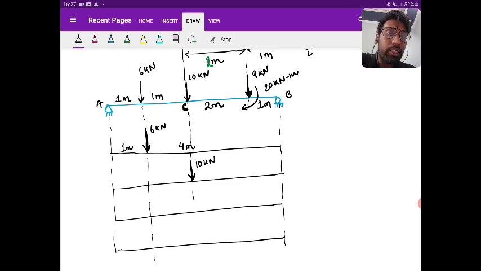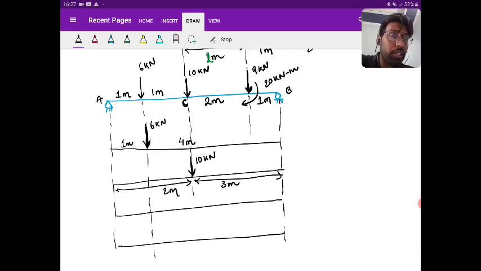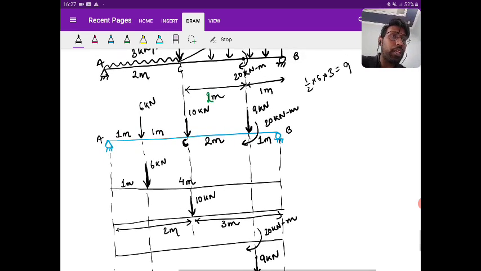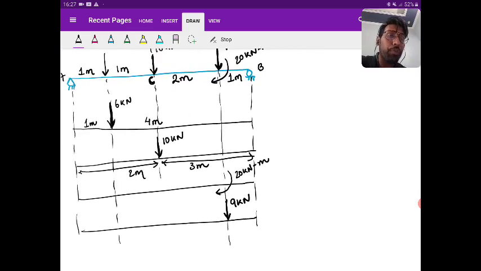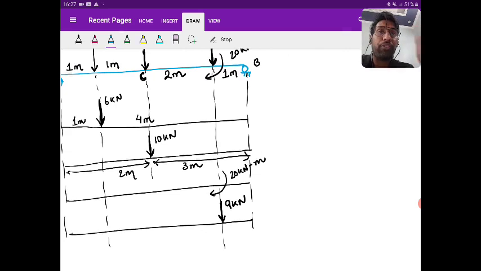With one side the length is 2 meter and the other side the length is 3 meter. Next, you can see the moment of 20 kilonewton meter, and at the next, I can see the point load of 9 kilonewton. So let me find the support reaction first.